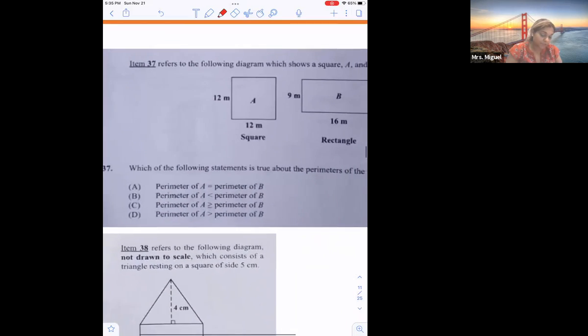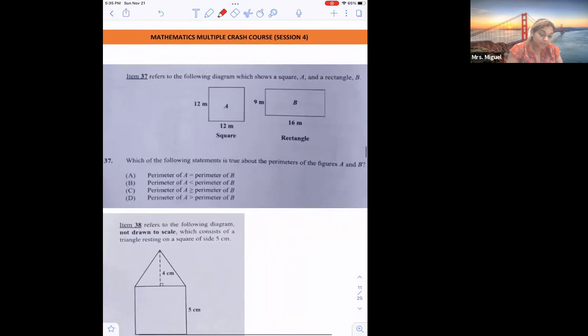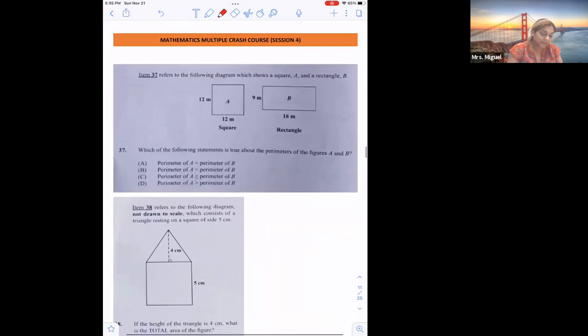Number 37, which of the following statements is true about the perimeter of a square and a rectangle? So here is 12 and here is 12. So this is 48. Here is 9 and here is 16. So this is 50. So the perimeter of the square is less than the perimeter of the rectangle. So the answer here is B. The perimeter of A is less than the perimeter of B.